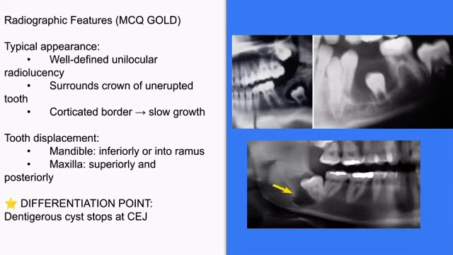Now, coming to the radiographic features. On X-rays, these cysts show a well-defined radiolucency around the crown of an unerupted tooth. Edges are corticated, which indicates slow growth. Watch out for positional changes: in the mandible the tooth may move down, while in the maxilla it often moves upward or backward. This special movement helps you distinguish it from similar lesions like AOT. So just keep in mind the position of the tooth in mandible and in maxilla.